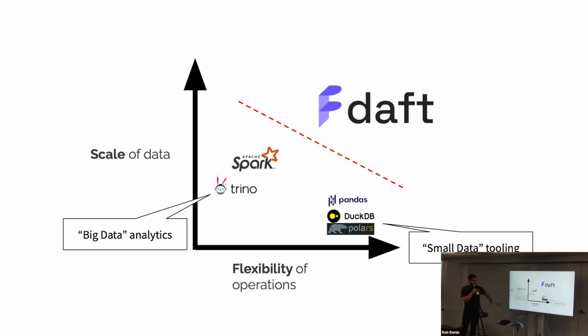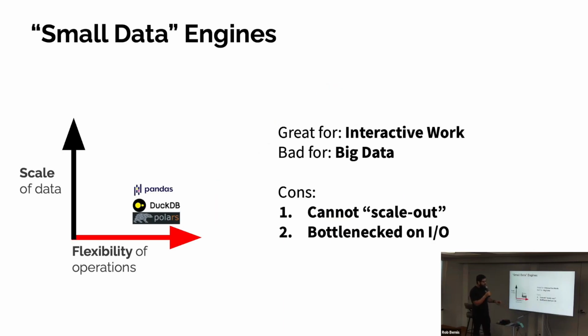We kind of see 2 clusters emerge. One is these big data analytics tools, things like Spark and Trino, and the other is small data tooling, things like DuckDB, Polars, and Pandas. Let's go into these small data engines first. I'm not trying to knock Pandas here. I know Chung created it, so I'm not going to knock it too much. But these are great for interactive work. If I have data on my computer and I want to ask some questions about it, these are great tools for that. However, these are not great for when I want to go up in scale.